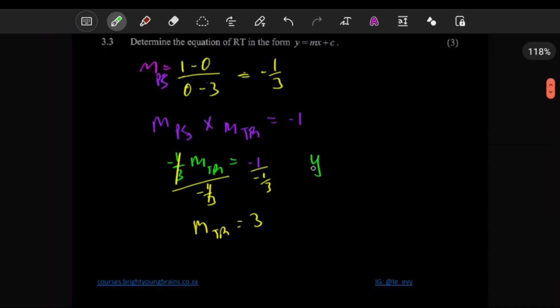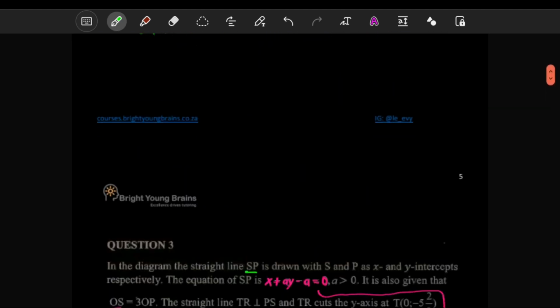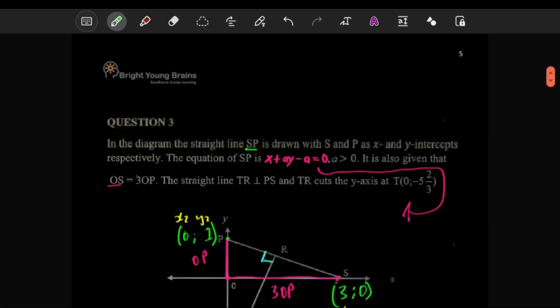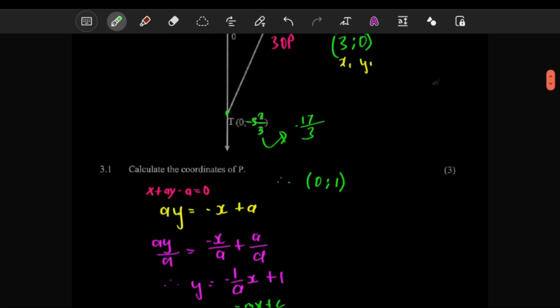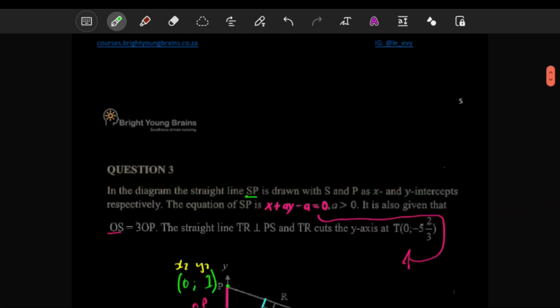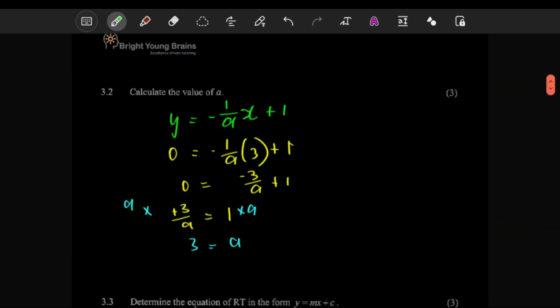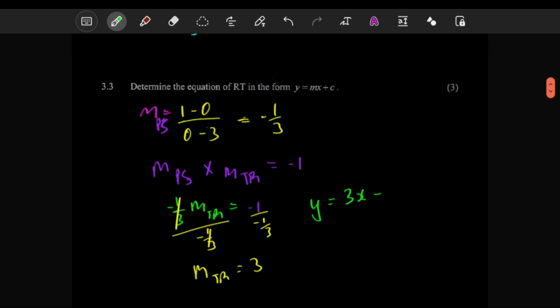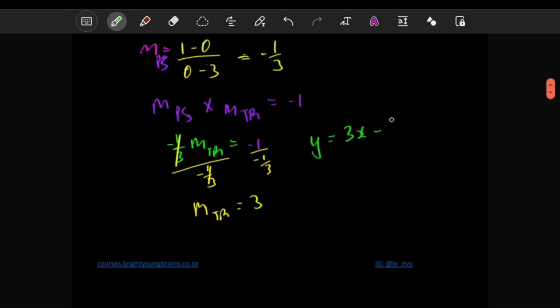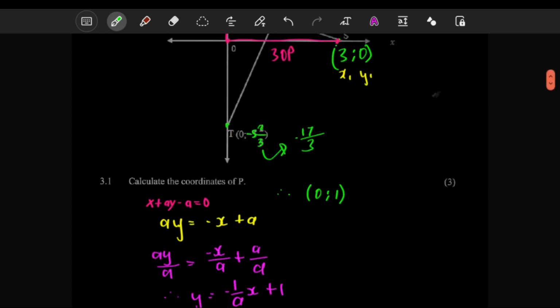So y is equal to 3x minus what? Minus. Why didn't I just say plus or something? Wait, I lost my image. Where's my image? Did I just lose what I was looking for? But I remember it was 17 something. 17 over 3. Yep, it was.